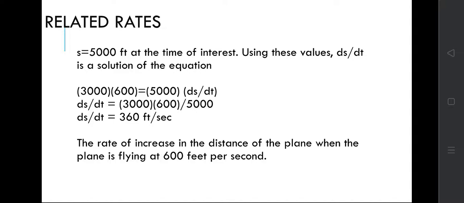second. The rate of increase in the distance of the plane when the plane is flying at 600 feet per second is 360 feet per second.